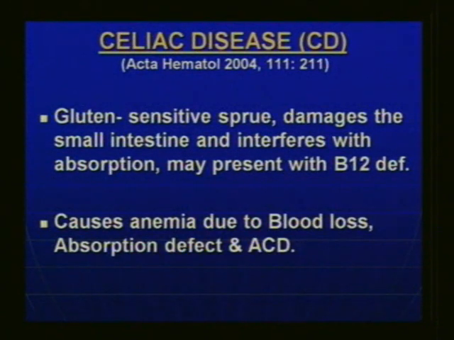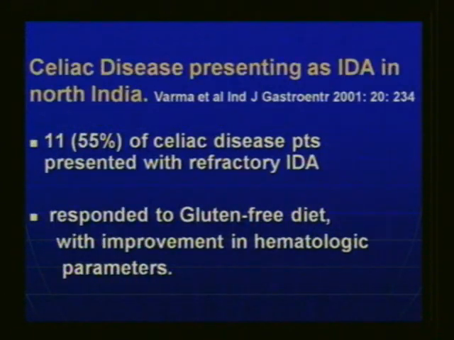Celiac disease is a gluten sensitive disorder which damages the small intestine, which interferes in the absorption of iron as well as other nutrients including B12. The mechanisms of the anemia are different: partly due to blood loss, partly, as I said, the intestinal mucosal damage causing an absorption defect, and partly the anemia of chronic disorder, because it is an inflammatory condition. So there are three mechanisms of the same anemia. An Indian study shows that 11 to 55% of celiac disease patients present with refractory anemia, and if you give them a gluten-free diet, there is improvement in the hematologic parameters.